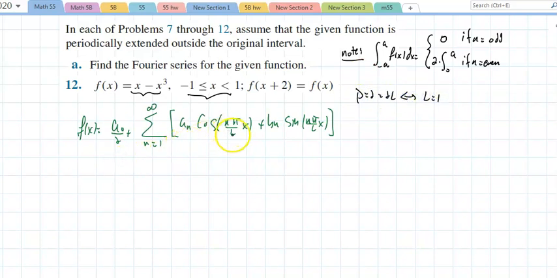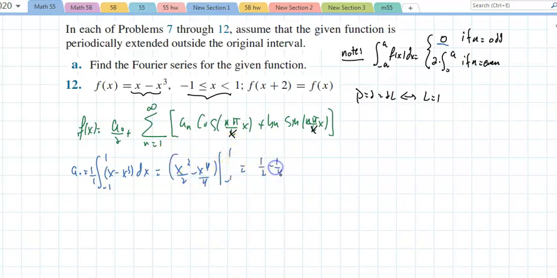So if I put L equal 1, that's going to put a 1 there and a 1 there, and that's going to be n pi. That's going to make things a bit simpler. Now, if I want to find a sub 0, watch what happens. That's 1 over 1, the integral from negative 1 to 1 of x minus x cubed dx. I know that's 0. And if you're not sure, well, let's see. That is x squared over 2 minus x to the 4 over 4, evaluated from negative 1 to 1. That is 1/2 minus 1/4 minus 1/2 minus 1/4. Anytime you subtract a quantity from itself, you get a 0.